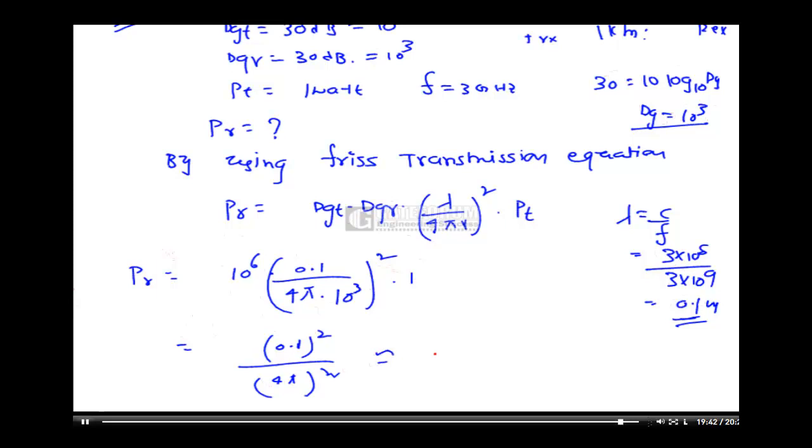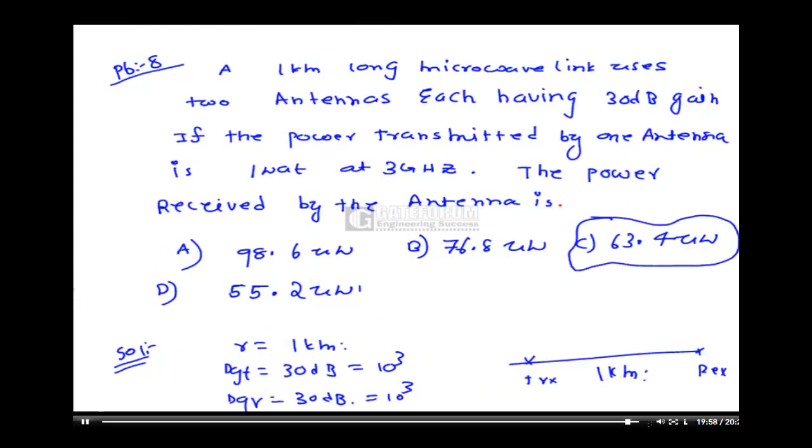If you simplify this, you will get approximately 63.32 microwatts. If you observe the answers, the approximate value is option C, 63.4 microwatts, so option C is the correct one. In this problem also, we directly use the Friis transmission equation to calculate the power received. This kind of problem is important, and we can expect this type of question in the examination.